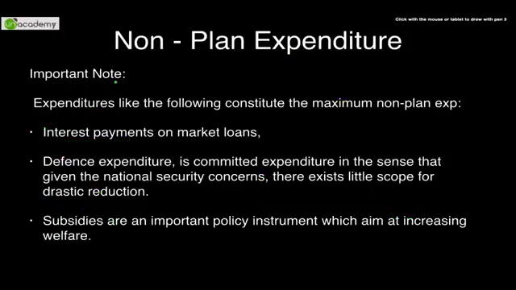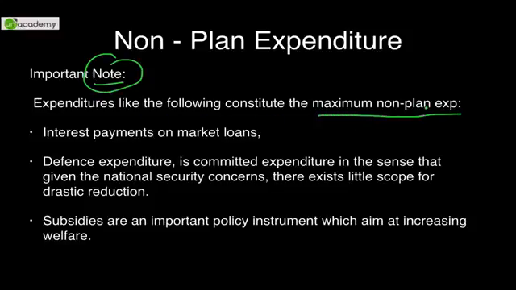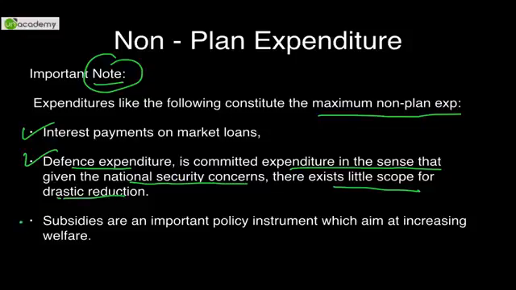Important notes regarding non-plan expenditure: expenditures like the following constitute the maximum non-plan expenditures. First is interest payments, as we had just understood. Defense expenditure, again, we have understood this is committed expenditure in the sense that given the national security concerns, there exists little scope for drastic reduction. Hence, this has to be done. Subsidies, as you know that we are a welfare state, so subsidies. All these constitute the maximum amount of non-plan expenditures in our country.